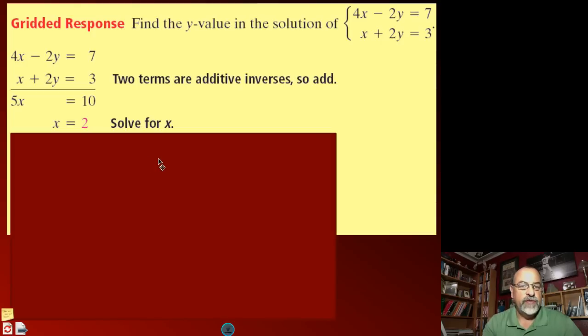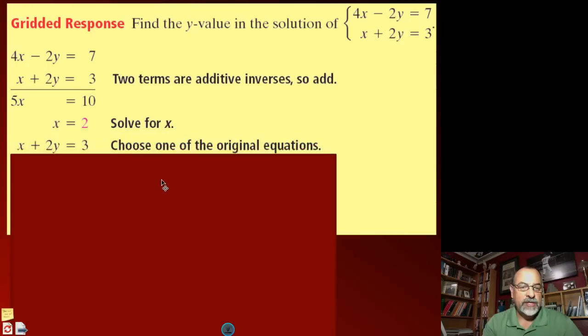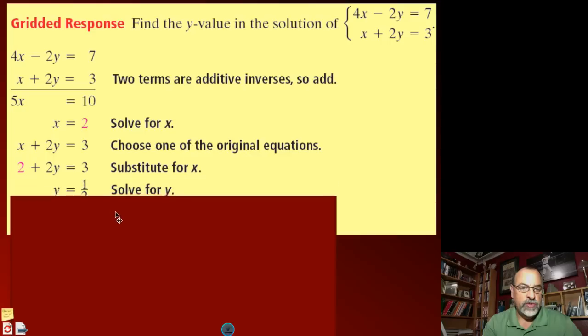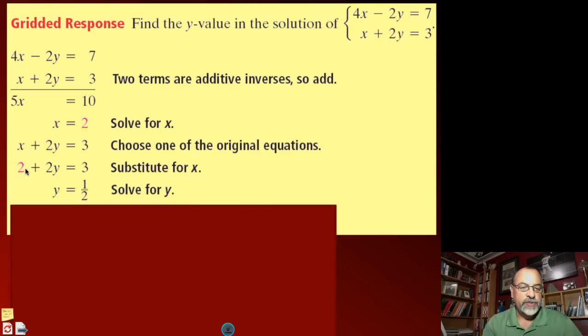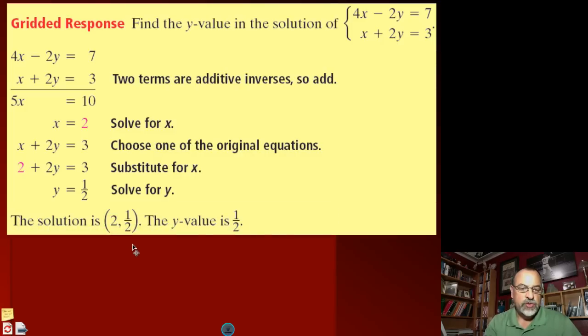Now again, we're trying to find the ordered pair, so I need to know what y is. So now that I know what x is, I can choose either one of the original two equations, substitute that value in for x that I now know is 2, and get the corresponding y value. So substituting in 2, I get a y value of 1/2. So remember, we're solving for an ordered pair, so my answer needs to be in an ordered pair. So the solution for this system is 2 and then the y value of 1/2.